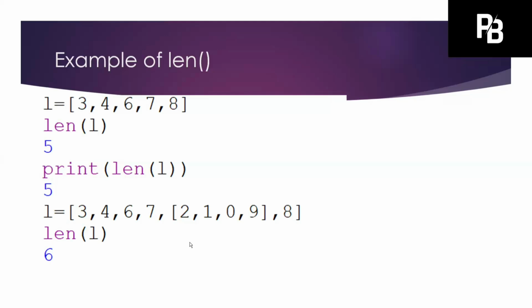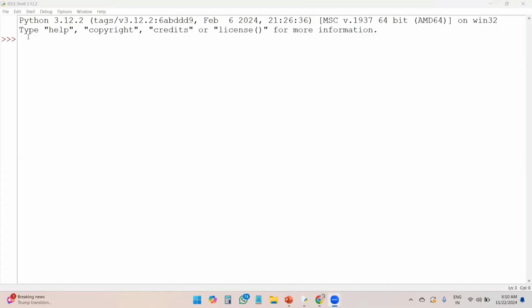Now let's check this part in the IDE, students. Here is my list. L is equal to, you can give any numbers. After that, here I'm writing len of L. This is the way, that is fine. If I am writing print of len of L, then also it is fine. Let's check for the nested one, students.